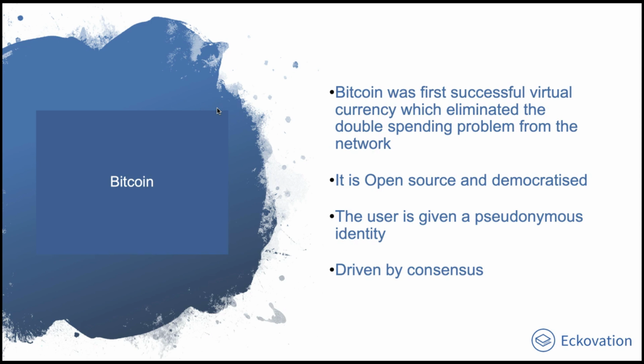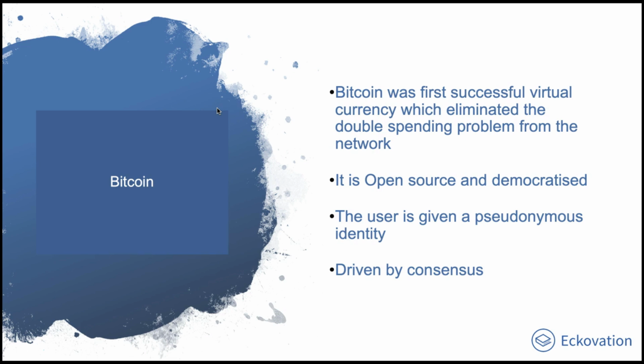So there have been many types of currencies across human civilization. And in the 21st century, in 2009, we had something really unique, where we didn't need banks to do transactions, where we did not require a third party, a third entity, to do a transaction. Bitcoin was the first successful virtual currency which eliminated the double spending problem from the network. There were a few other experiments done previously by many other computer scientists.